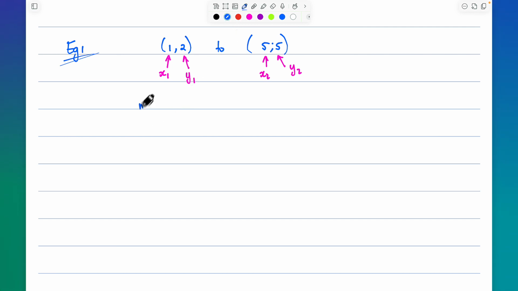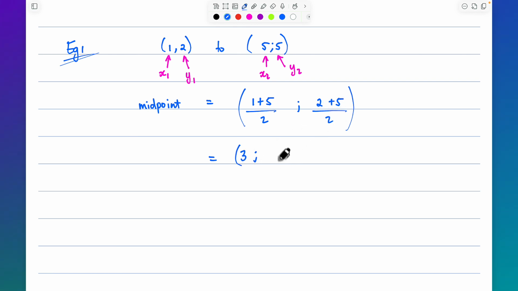So midpoint is essentially just going to be your x's, which is 1 plus 5, and then you divide it by 2, and then your y's, right, which is going to be 2 plus 5 divided by 2. This is 1 plus 5 is 6 divided by 2, that gives you 3. And then for the y, we have 2 plus 5, which is 7 divided by 2, which is 7 over 2, or 3.5. That is the answer.